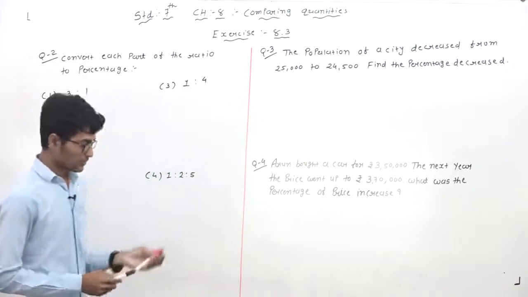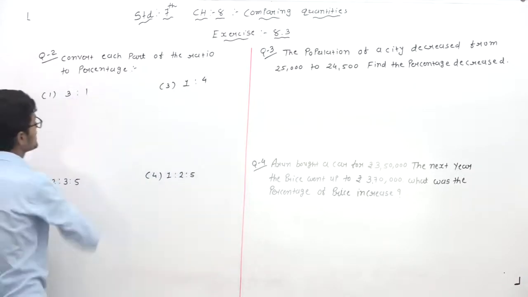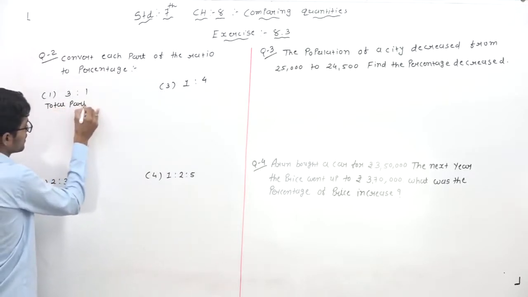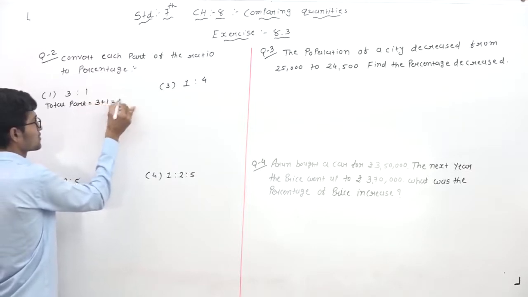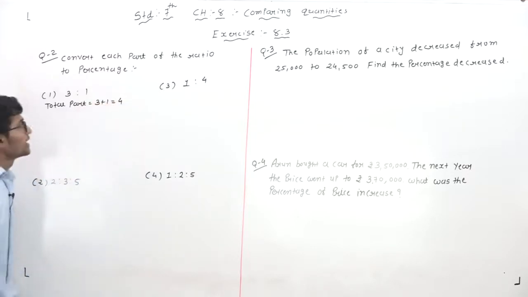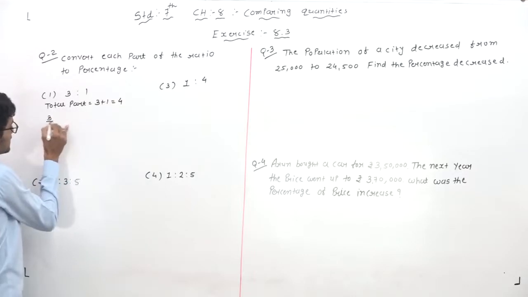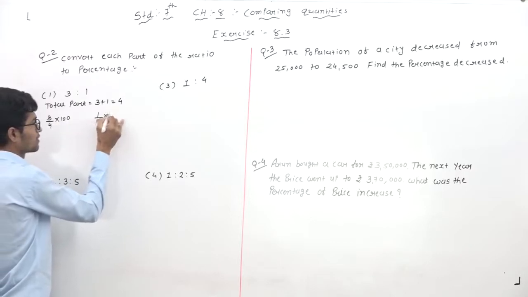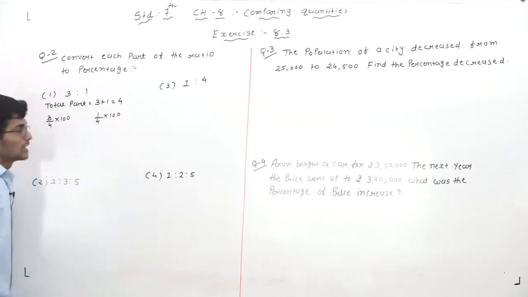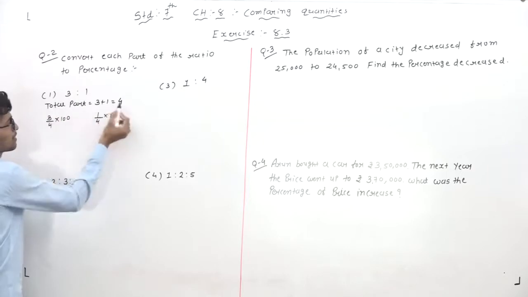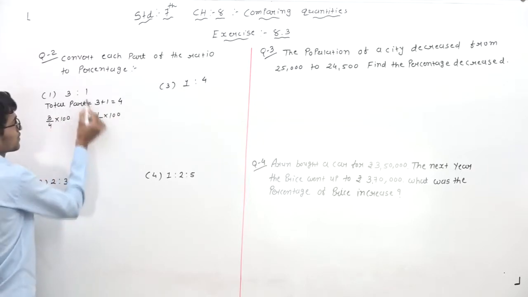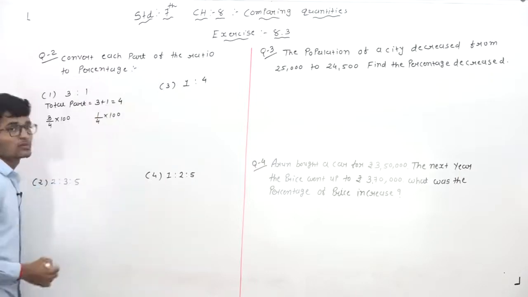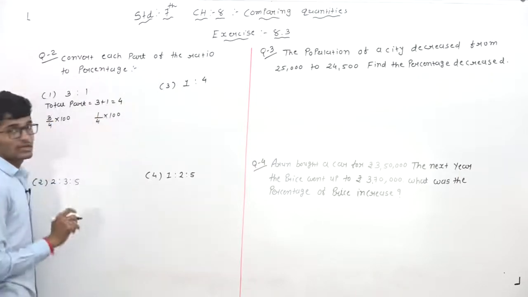How to do it? First of all, dear students, the given ratio is 3:1. First you have to find the total part. What is the total part? 3 plus 1, the total part is 4. Now find the ratio: 3/4 multiplied by 100 and 1/4 multiplied by 100. Why 100? Because we are converting to percentage form, so we multiply by 100.